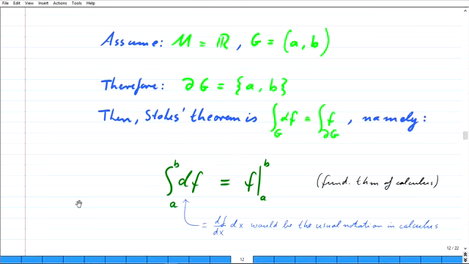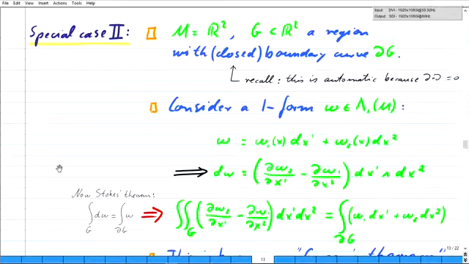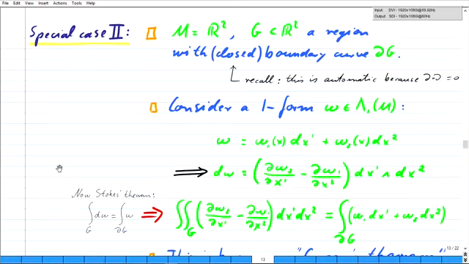So in the one-dimensional case, we get the fundamental theorem of calculus. That's just Stokes. Let's look at the special case where the manifold is R2, and the region in the manifold R2 is some compact region. It has some closed boundary curve del G. That it is closed is trivial, by the way. Remember that the boundaries don't have boundaries. So we're dealing here with a two-dimensional region in R2.